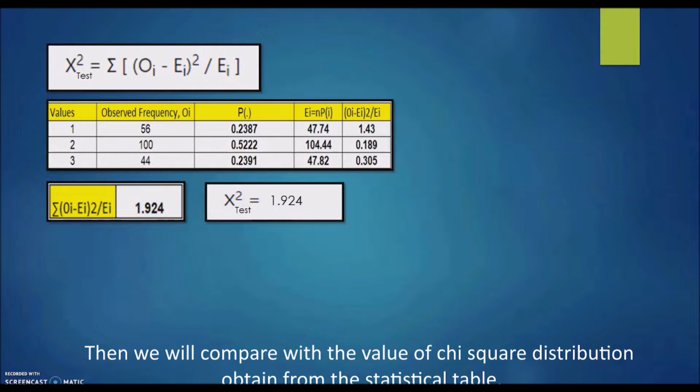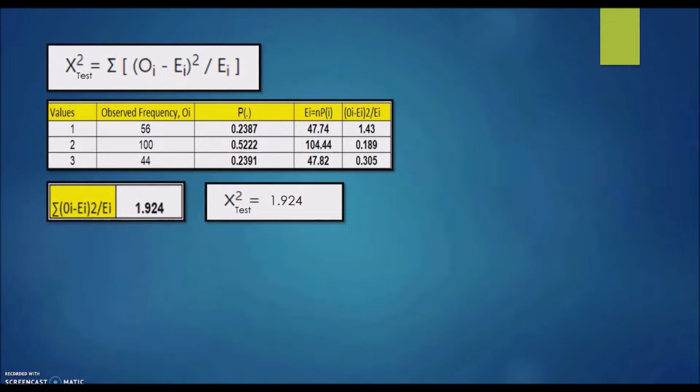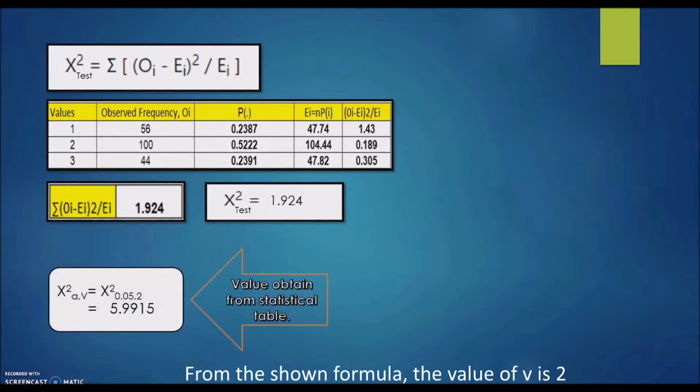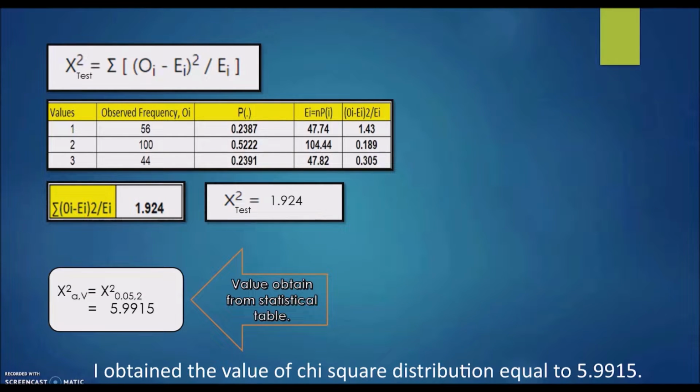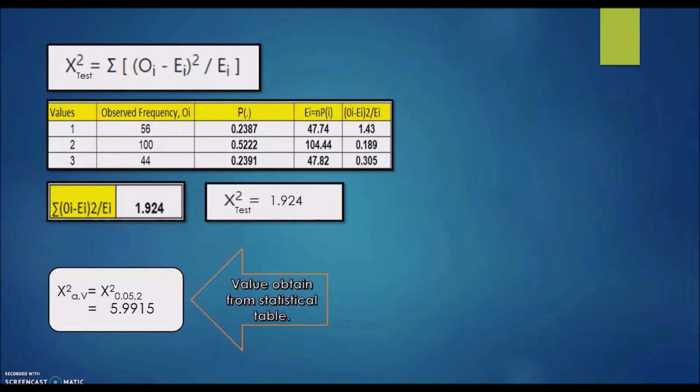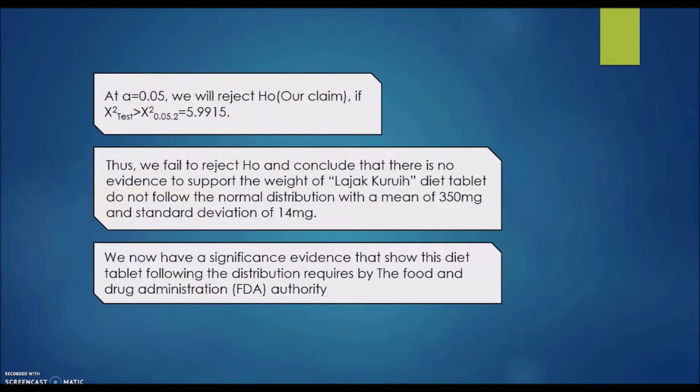Then we will compare with the value of chi-square distribution obtained from the statistical table. From the shown formula, the value of v is 2 and the value of alpha is 0.05. So, I obtain the value of chi-square distribution equal to 5.9915. We will reject H0, that is our claim, if x squared test is greater than 5.9915.